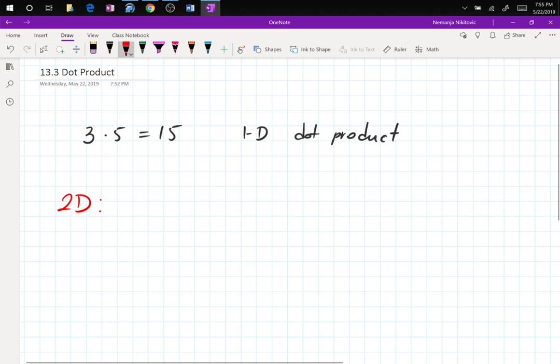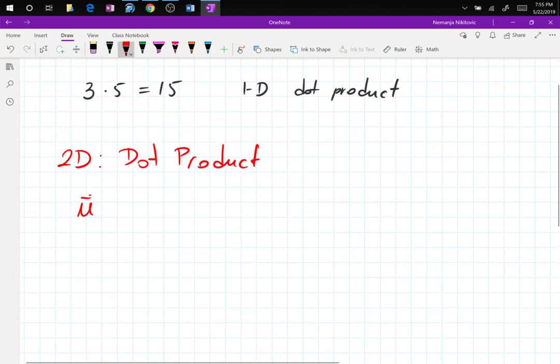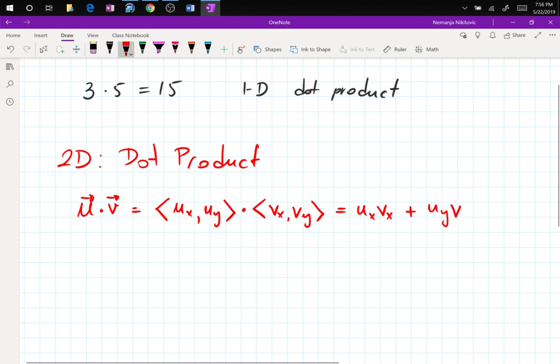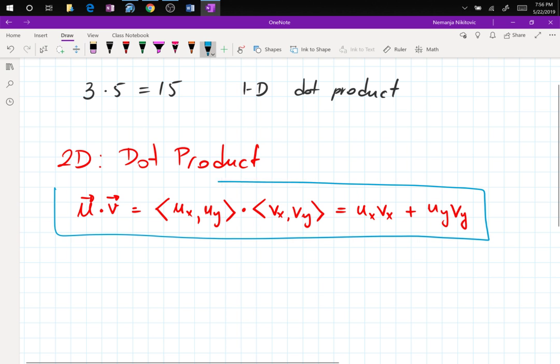So in 2D, the dot product goes like this. U dot V is vector U, Ux, Uy, dotted with Vx, Vy, to give us a scalar quantity: Ux Vx plus Uy Vy. You multiply x components together, then you multiply y components together, and you add those together. So that's the dot product for calculation. Now we'll talk about significance and application, but now let's take a look at the basic example.